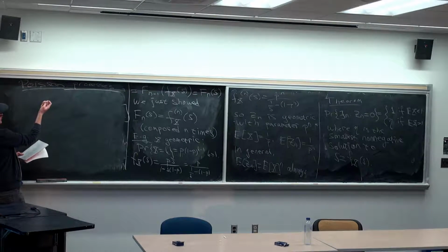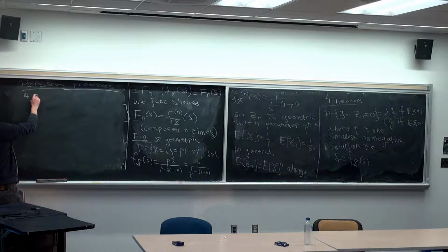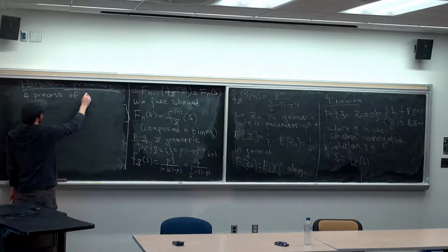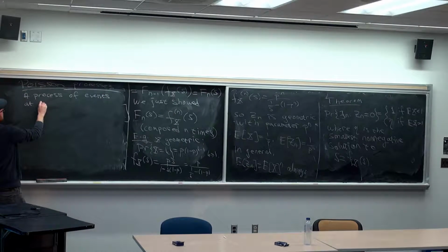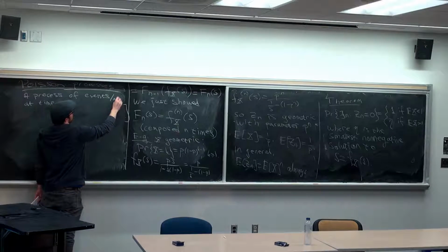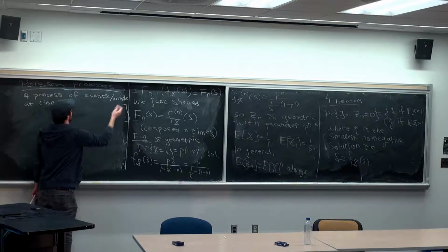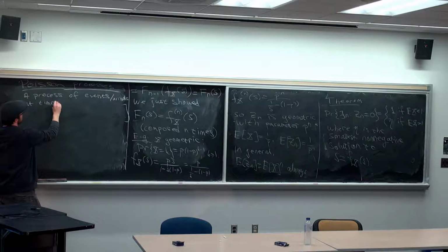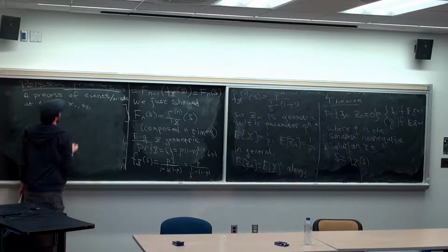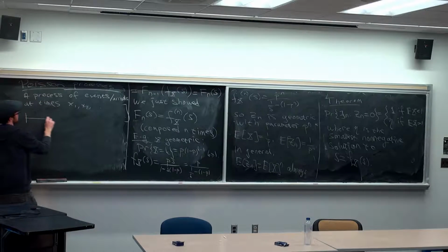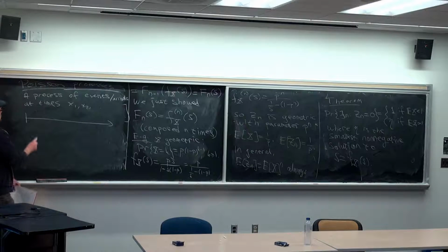So I guess the easiest way to do it is a process, a sequence of events at times. Most of the time I call them arrivals. That's how I think of it. So it's x1, x2, and I'm just going to draw a picture. So we start at time 0.